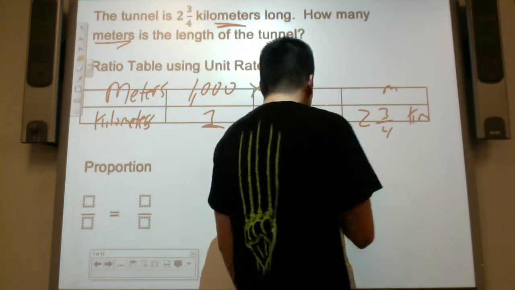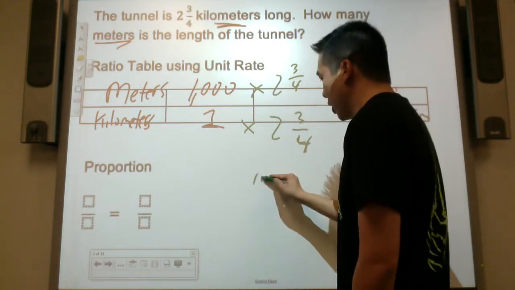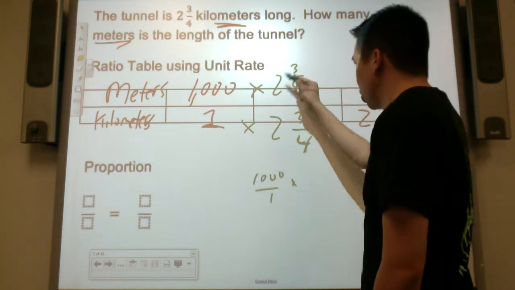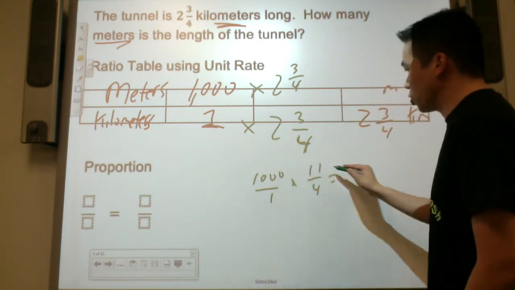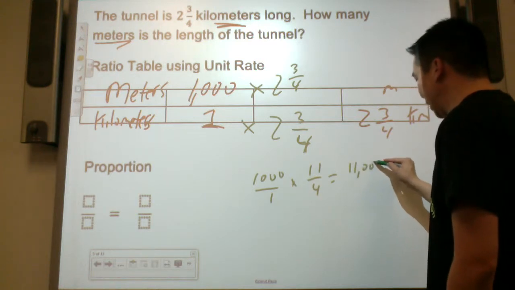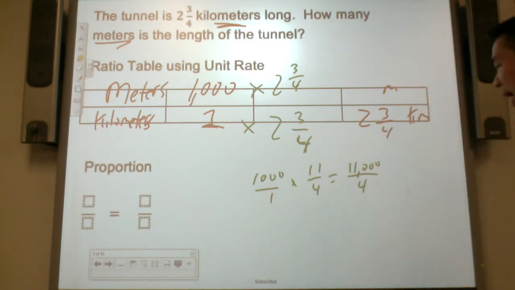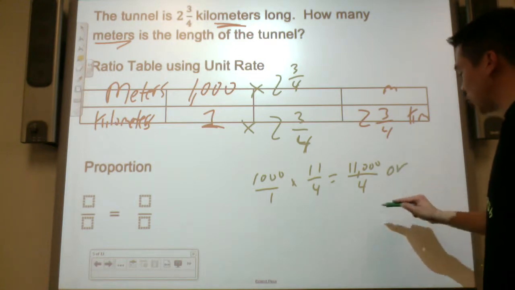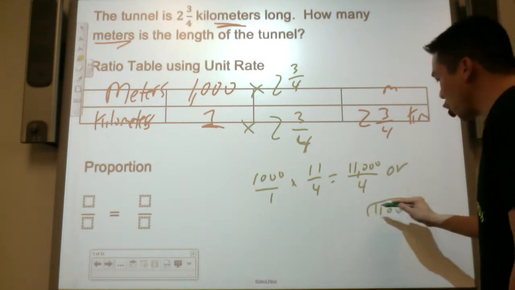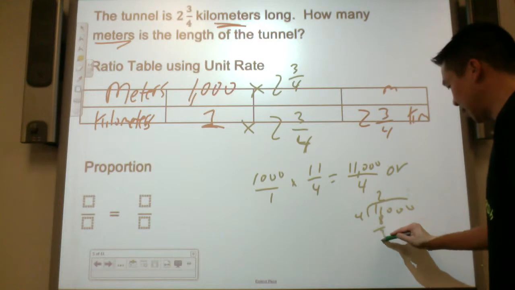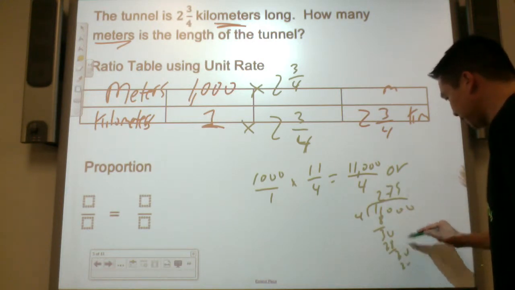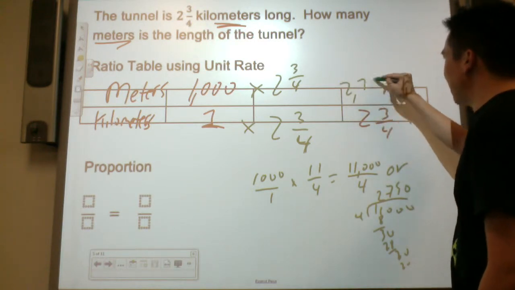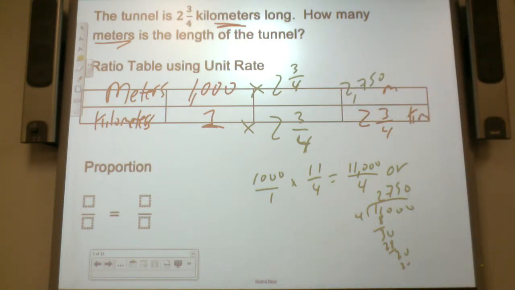Oh, it's multiplying fractions again. Yay. So it's 1,000 over 1 times 2 3/4, which is the same thing as 11/4. If you multiply the numerators, you get 11,000 over 4. How many groups of 4 go into 11,000? I do not know. I shall find out. 2,750 meters is the same as 2 3/4 kilometers.